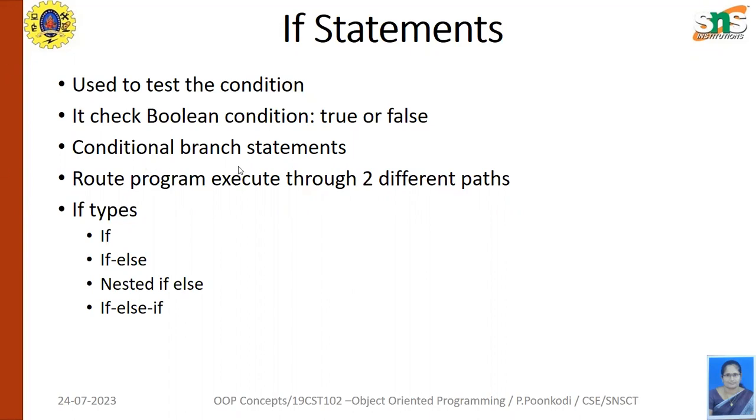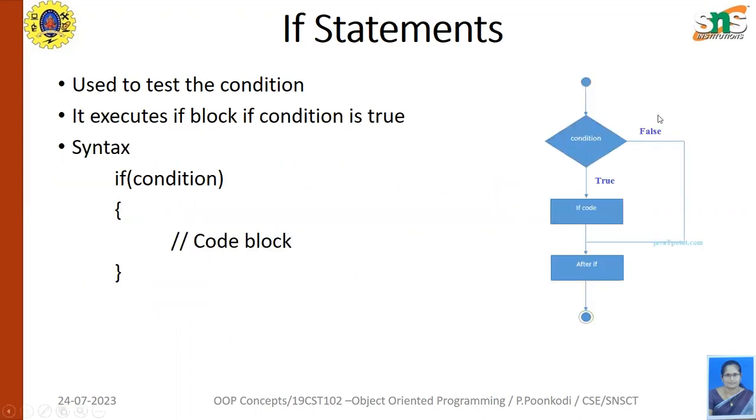It is a kind of conditional branch statement. In this, the program will be executed in two different parts. If the condition is true, that particular block will be executed. If the condition fails, the else part will be executed. We have different types of if statements: if else, nested if else, and if else if. Some of these are the types of if statement. This is the flowchart of the if statement.